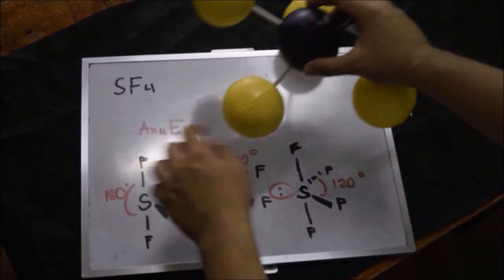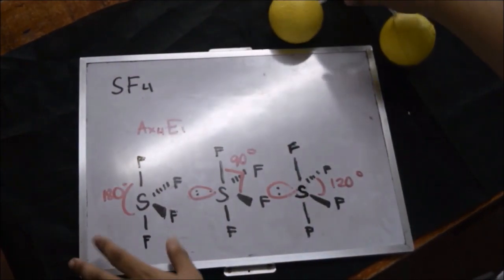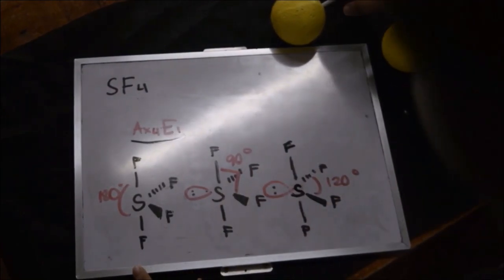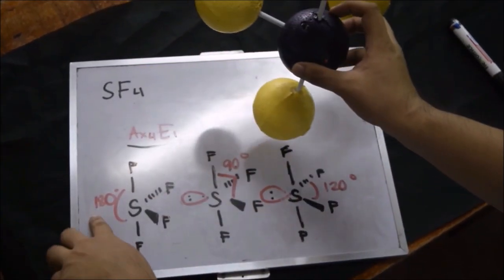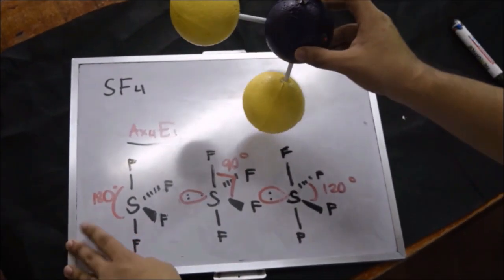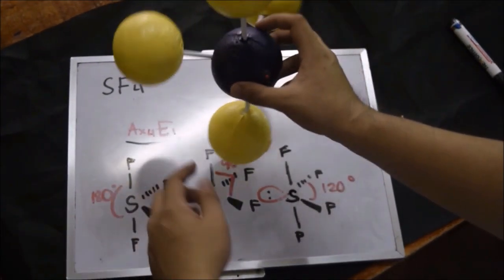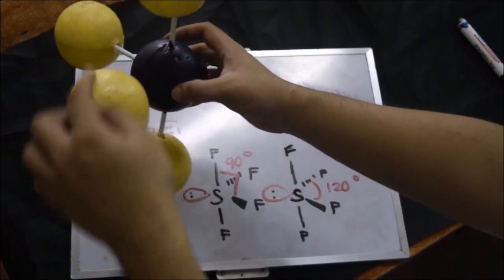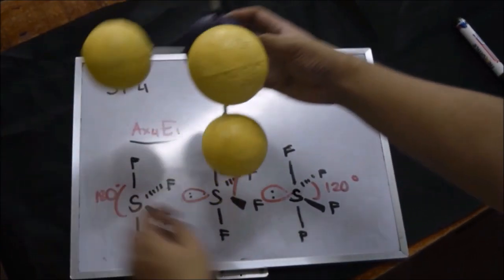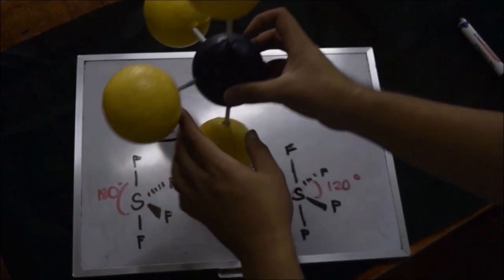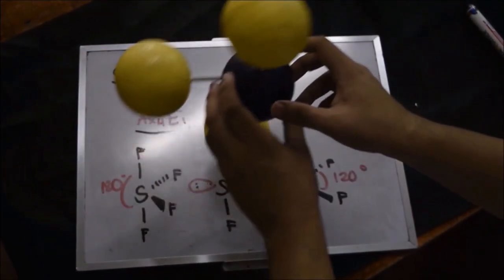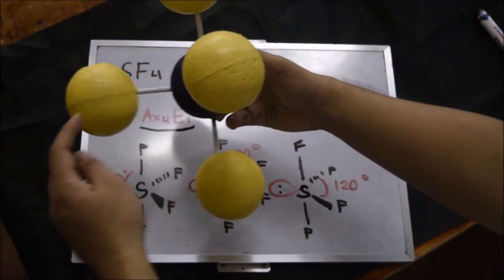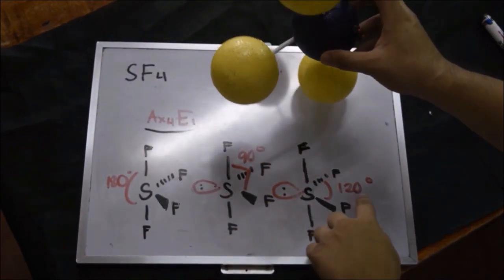For the angles of the seesaw model, the angle between both ends of the axials, which is here and here, is equivalent to 180 degrees. The angle from the axial to the equatorial, which is over here and here, and also here to here, is equivalent to 90 degrees. And lastly, the angle between the two equatorials, as you can see in the 2D and the 3D model, is equivalent to 120 degrees.